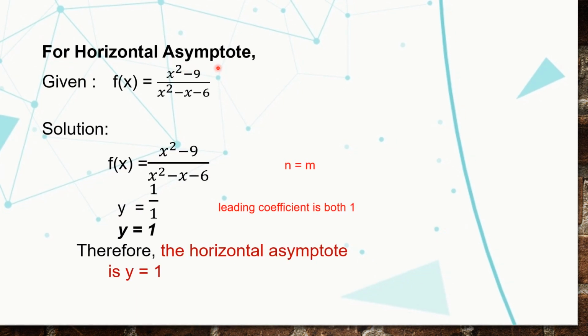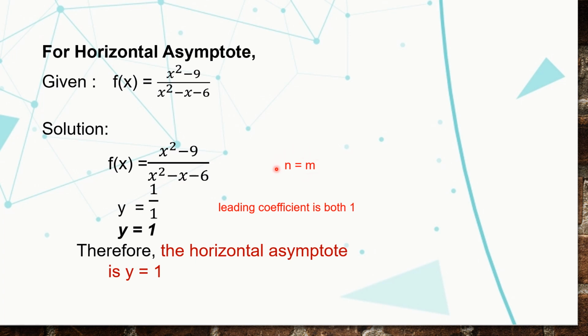For horizontal asymptote, meron tayong tatlong conditions na susundin base sa kanilang degree. So, dito sa ating given, kung mapapansin natin, ang ating degree ay parehong 2. Ang ibig sabihin ng degree ay yung highest exponent. So, ang highest exponent natin dito sa numerator ay 2 at yung highest exponent din natin sa denominator ay 2. So, pareho silang 2. N is equal to M.